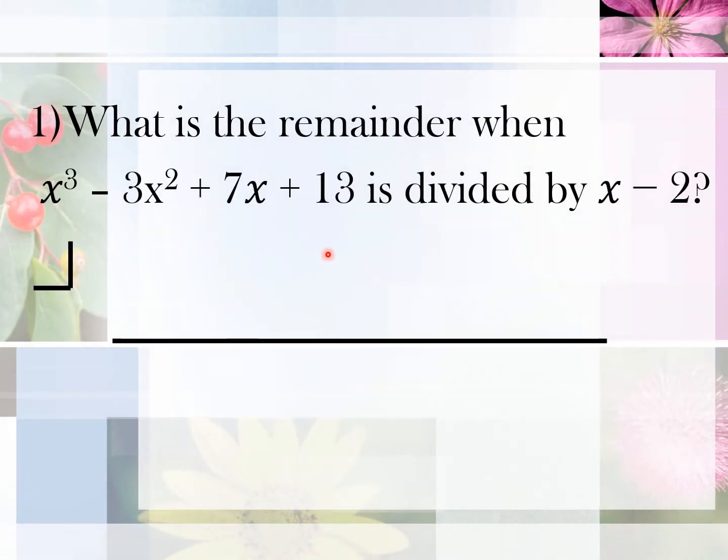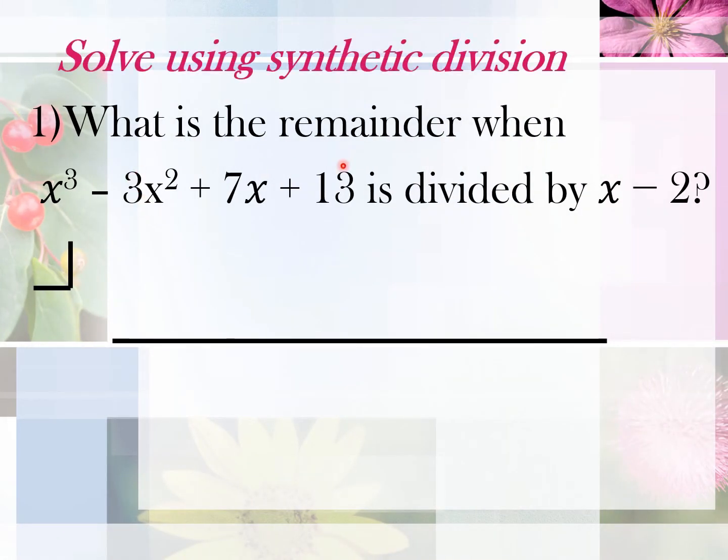Okay, let's try to solve this using synthetic division. What is the remainder when x cubed minus 3x squared plus 7x plus 13 is divided by x minus 2? So, una, i-check muna natin kung naka-descending yung power of x at saka kung kompleto. We have 3, 2, 1, then 0. So, since kompleto, pwede na natin i-write yung mga coefficient. We have 1, negative 3, 7, and 13. The next, additive inverse ng negative 2, that is positive 2. Yun yung ilalagay dito sa ating c.